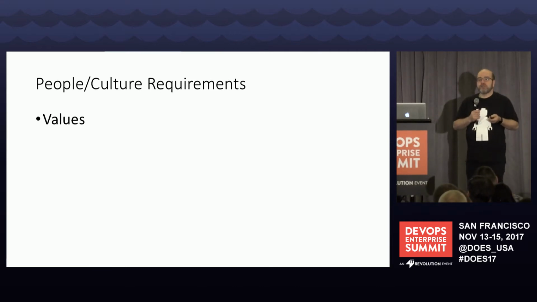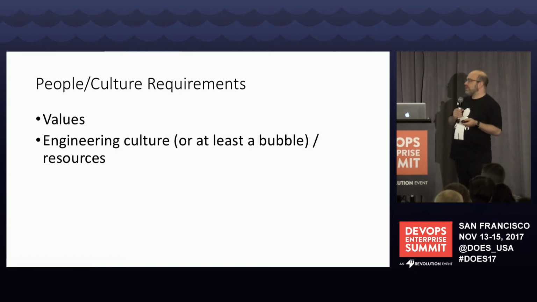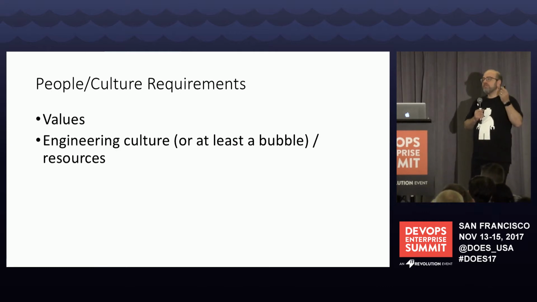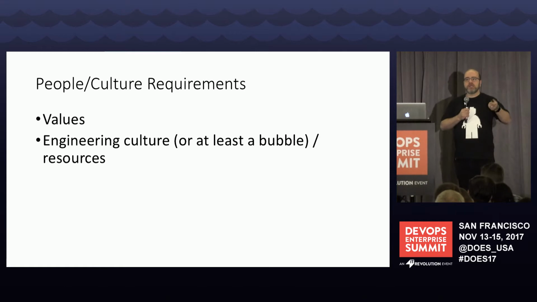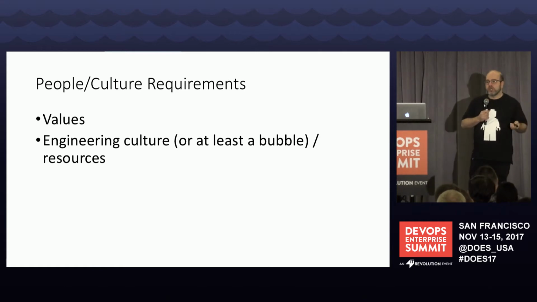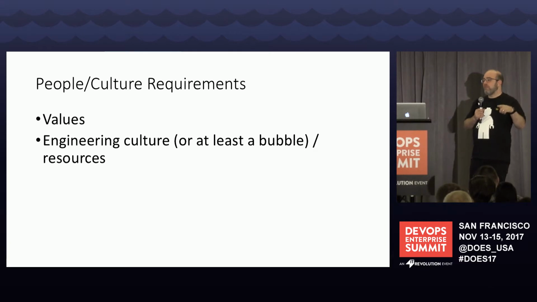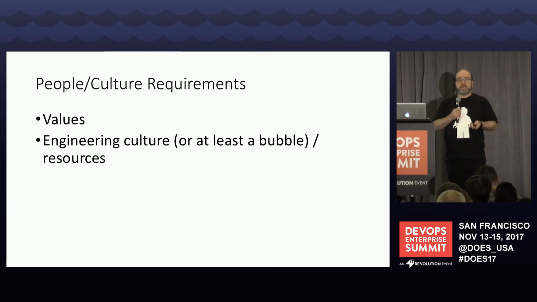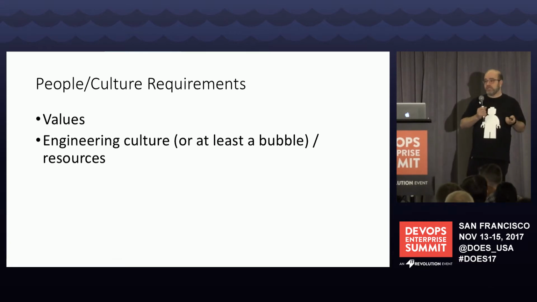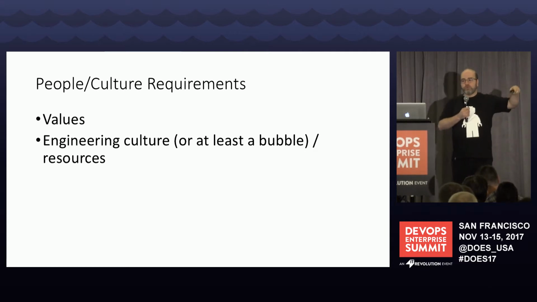So you have to have the right values around this. The right things have to be important. I think it's safe to say you have to have somewhat of an engineering culture, right? Because a bunch of this involves some software engineering that's going to be going on, and at least a bubble of it, that you can start with in your company. And then you need to have some resources dedicated to this. You'd be surprised how SRE doesn't happen if you just put the sea monkeys in the water and wait.